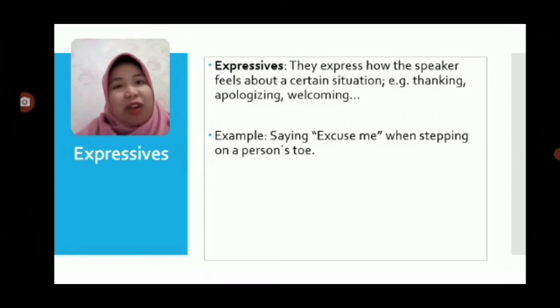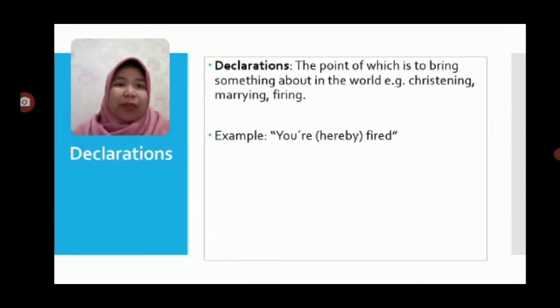The next one is expressives. The expressive shows how the speaker feels about a certain situation, for example, thanking, apologizing, welcoming. And here is the example of expressive: excuse me when stepping on a person's toe. Excuse me or sorry when we made a mistake to someone. It is the example of expressive.